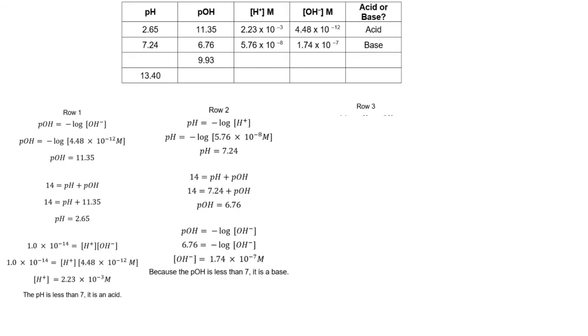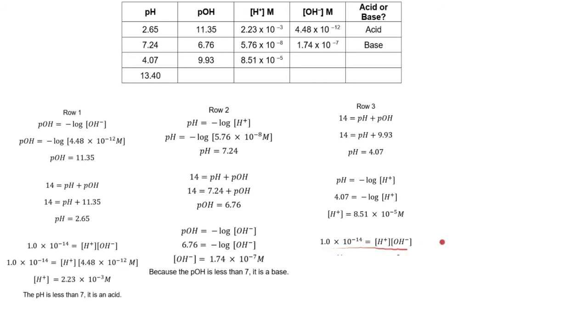I am starting with my value of pOH, so let's calculate the value of pH. Here is my equation. Plugging in my value of pOH, I get a pH of 4.07. Now that I have pH, I'm going to calculate my hydronium concentration. Here is my equation. Plugging in my pH, I get a hydronium concentration of 8.51 times 10 to the negative fifth. The last value I need is hydroxide. I will use this equation right here. Plugging in my value for hydronium, I get a hydroxide concentration of 1.17 times 10 to the negative 10th.